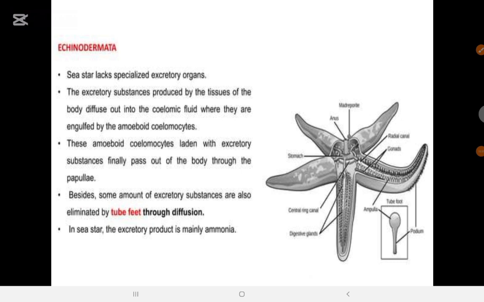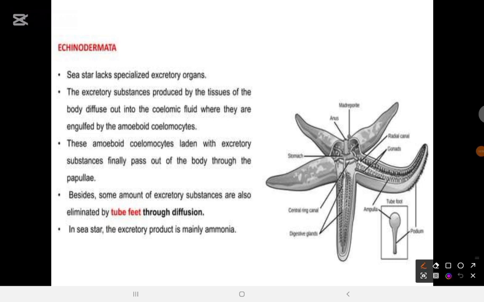Okay. Now, let's consider the echinoderms. Basically, the echinoderms have spiny skin, like those of starfish. So this is basically a starfish. Which other example do you have there? Sea urchins, right? Sea urchins.